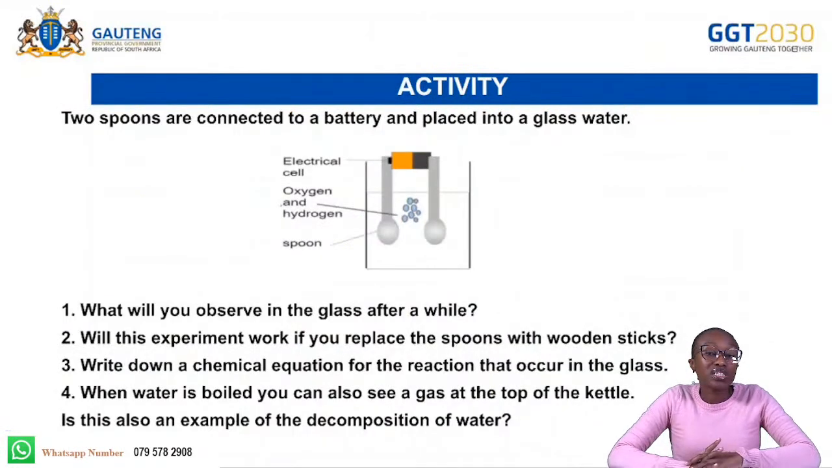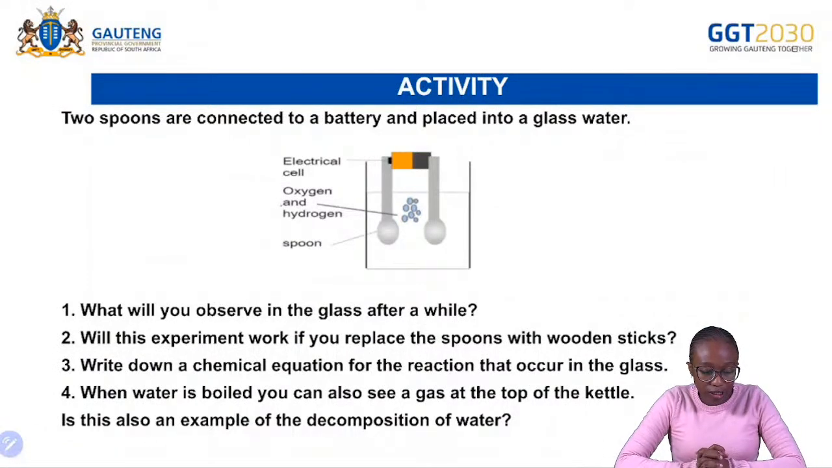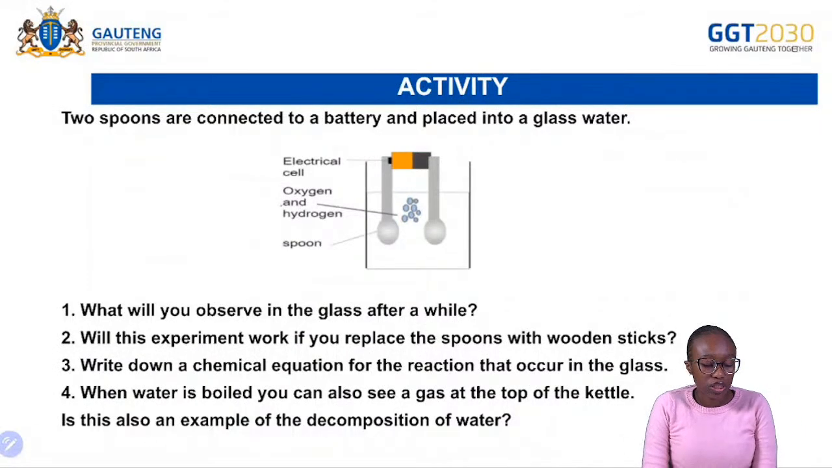Now, which brings us to our second activity. I'm going to read it out to you. 2 spoons are connected to a battery and placed into a glass of water. Number one, what will you observe in the glass after a while? Number two, will this experiment work if you replace the spoons with wooden sticks? Number three, write down a chemical equation for the reaction in the glass.